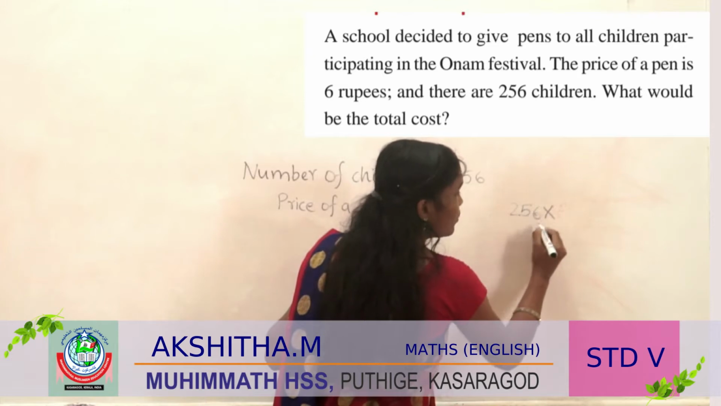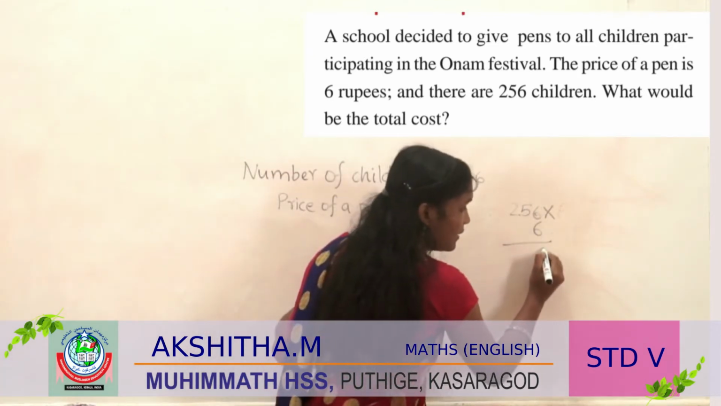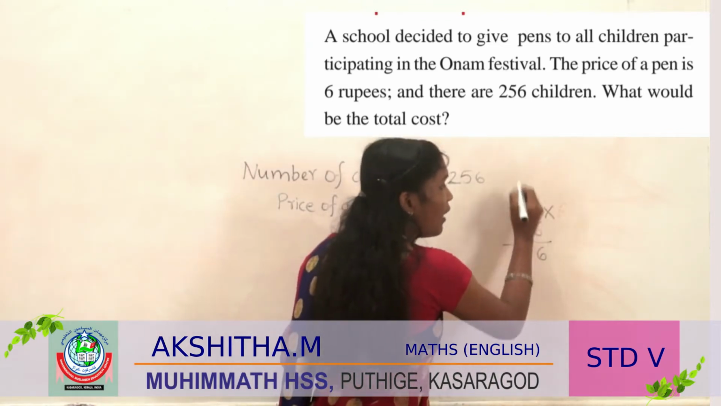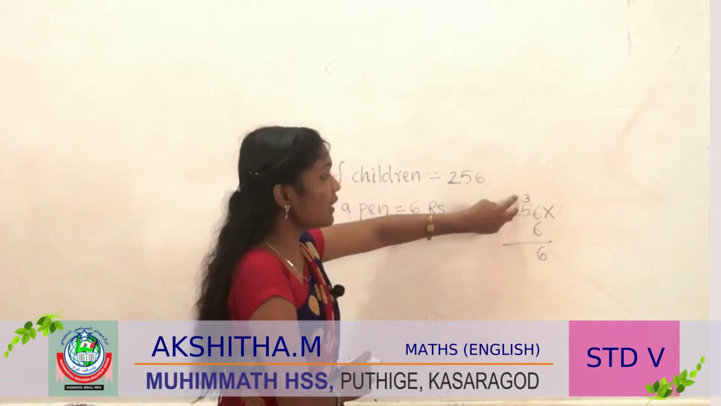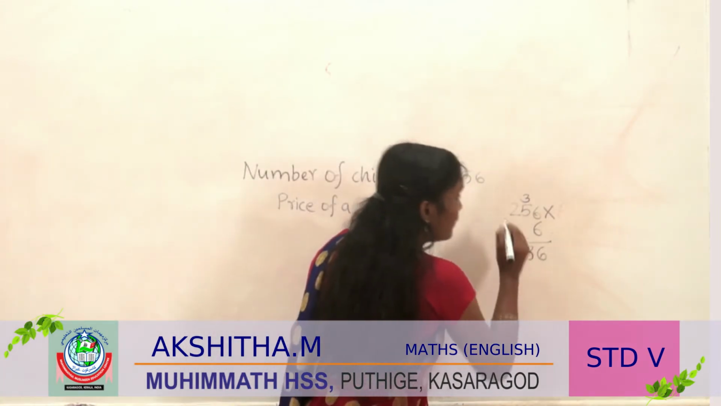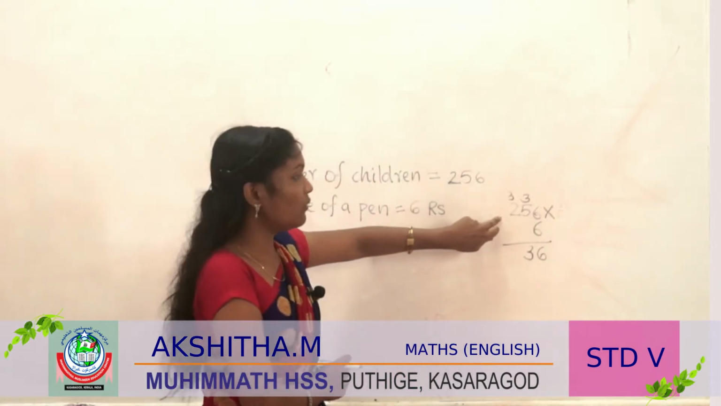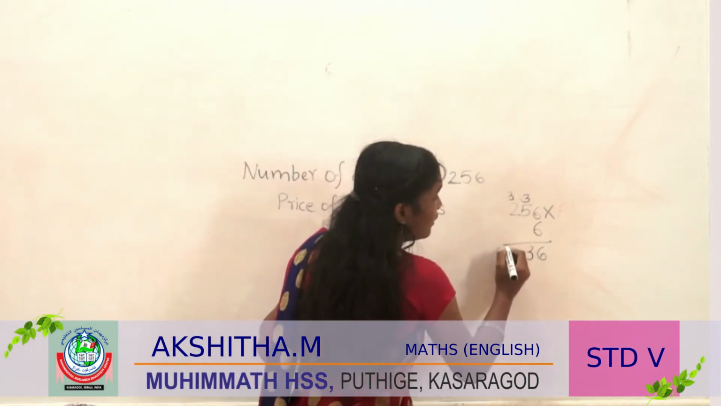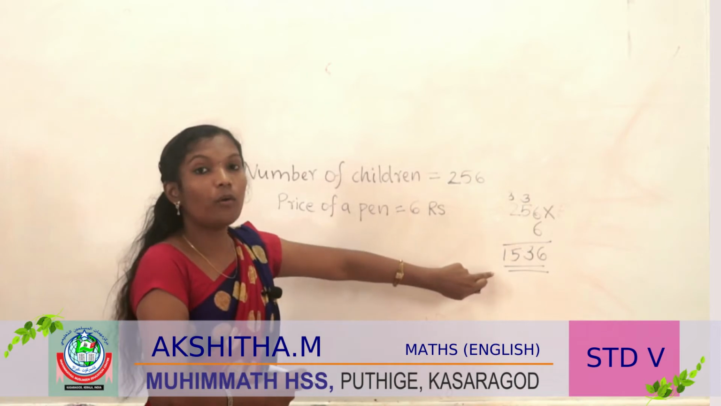256 into 6. 6 6s are 36. So 6 we should write here, 3 we should write up. 6 5s are 30. 30 plus 3 is 33. So 3 we should write here, 3 we should write up. 6 2s are 12. 12 plus 3 is 15. What is the answer now?